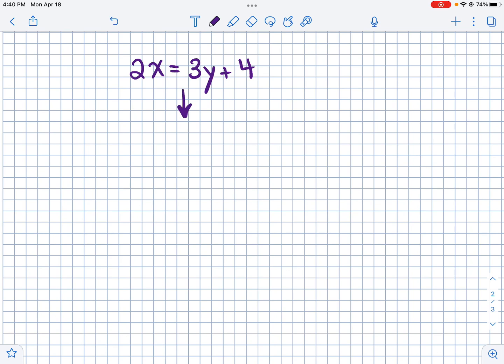If that doesn't work for you, I'm going to put my 4 on the other side. So I'm going to subtract 4 from both sides. So 2x minus 4 equals 3y. Now maybe I'll divide everything by 3. So 2 over 3x minus 4 over 3 equals y. Now it's in slope-intercept form. So you can always rearrange equations. There are many different forms, and you can use your algebra techniques to rearrange any of them.